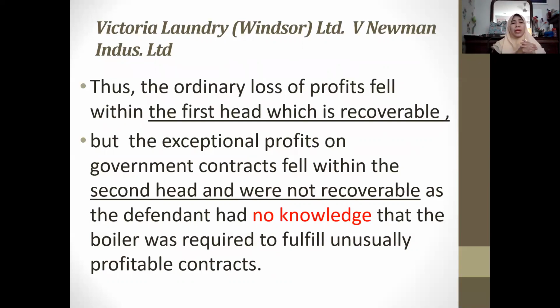But for the second claim, the exceptional profit on the government contract, it fell within the second head, second limb, and it wasn't recoverable. Why? Because the defendant had no knowledge that the boiler was required to fulfill this unusually profitable contract. If they had informed from the very beginning, "I need the boiler to secure a contract with the government," for example, yes, they could claim. But in this case, they didn't inform, they didn't disclose.